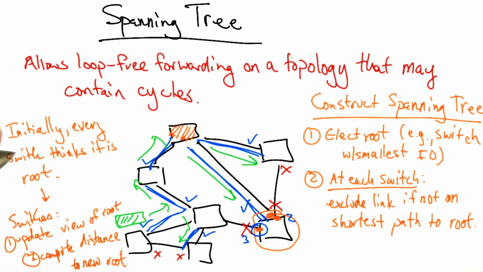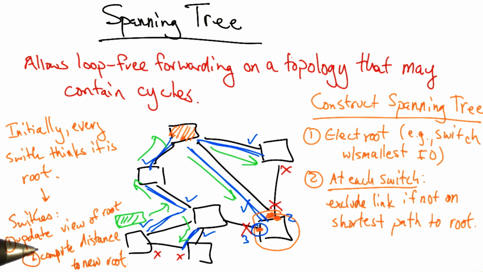So initially, every switch thinks it's the root, and it announces itself as the root. Switches then update their view of the root when receiving messages from other switches claiming that other switches are the root. Upon receiving a message from another switch, it checks the root ID of the other switch's announcement. And if the ID of the message that it hears from another switch is smaller, it updates its view of the root so that it views the other switch as the root.